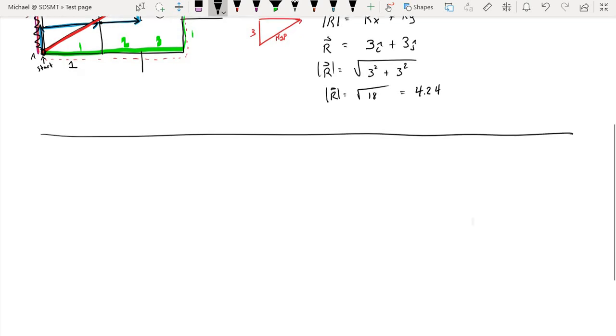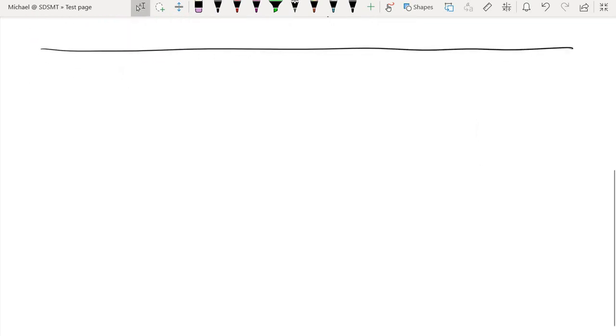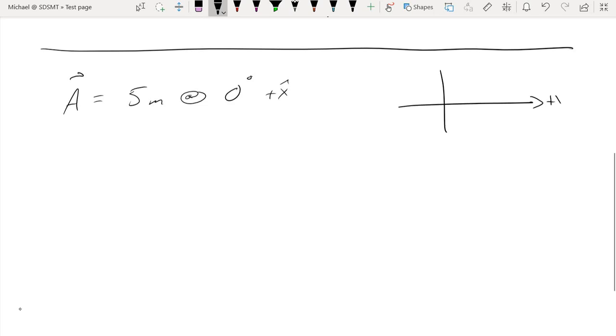Let's define a couple of new vectors here. We'll take vector A. This will be 5 meters at 0 degrees with respect to the positive x-axis. So this vector is just lying on the x-axis. I'll go ahead and draw it just so we can see. And I should probably put some marks in here. 1, 2, 3, 4, 5. So there's vector A.